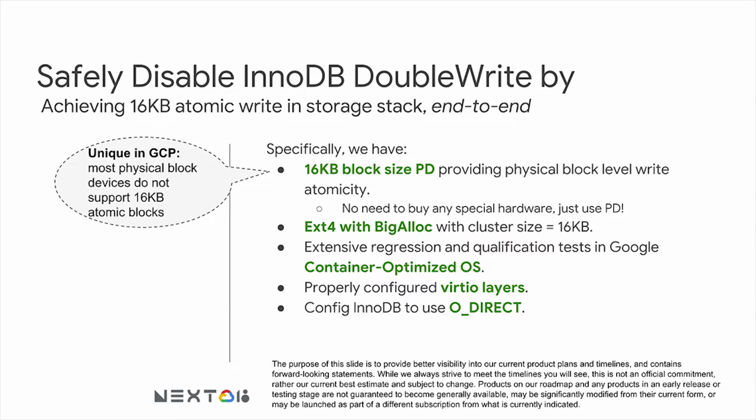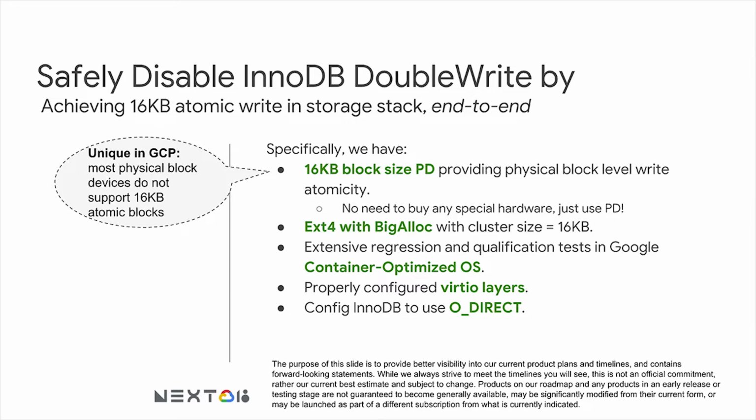I'm going to introduce these layers from bottom to top. First of all, we worked very closely with the Persistent Disk team to create a 16 KB physical block size PD that will provide physical block level write atomicity. I want to call this out because this is very unique and special in GCP. There are some prior arts in the industry, but you will have to purchase special hardware. With GCP, all you have to do is press the up arrow on your keyboard, which I suppose you have typed gcloud before, and then add a new parameter called physical block size equal to 16 KB. Enter. You have a special disk that supports 16 KB atomic writes.